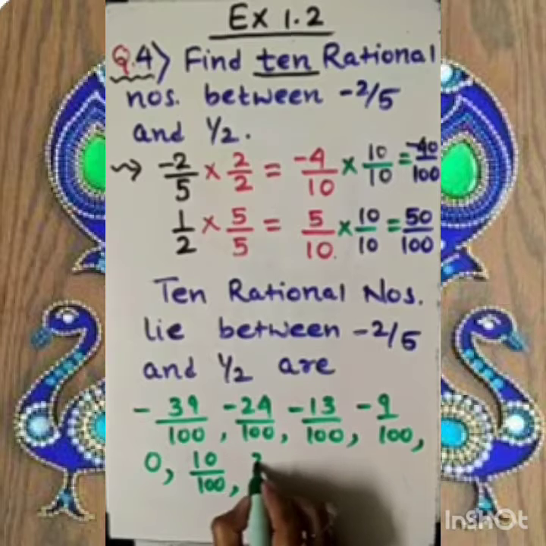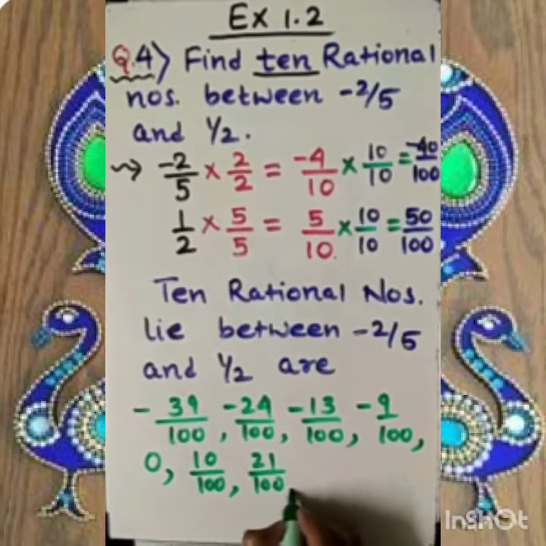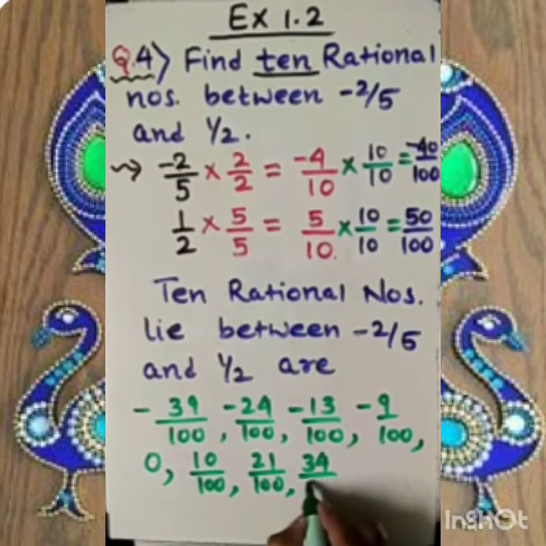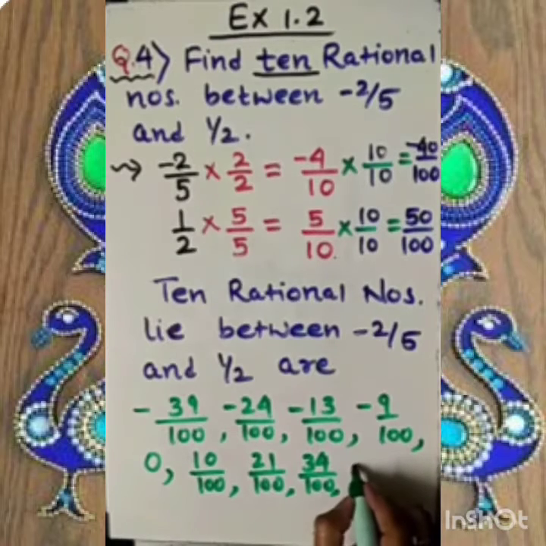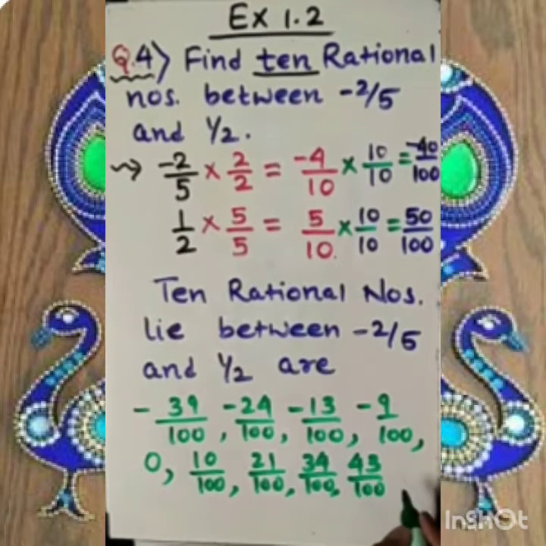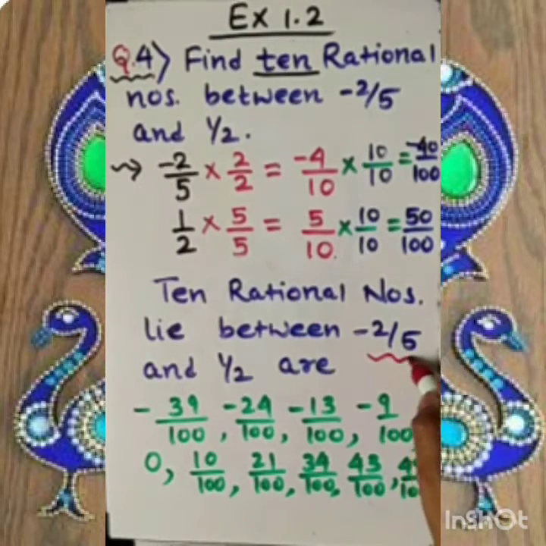Then I am choosing 21 by 100 randomly. 34 by 100. One more I am choosing, that is 43 by 100. And of course I am choosing 49 by 100. So you will be able to understand there are so many numbers, but randomly I am choosing these numbers. They will lie between these given two numbers, right?